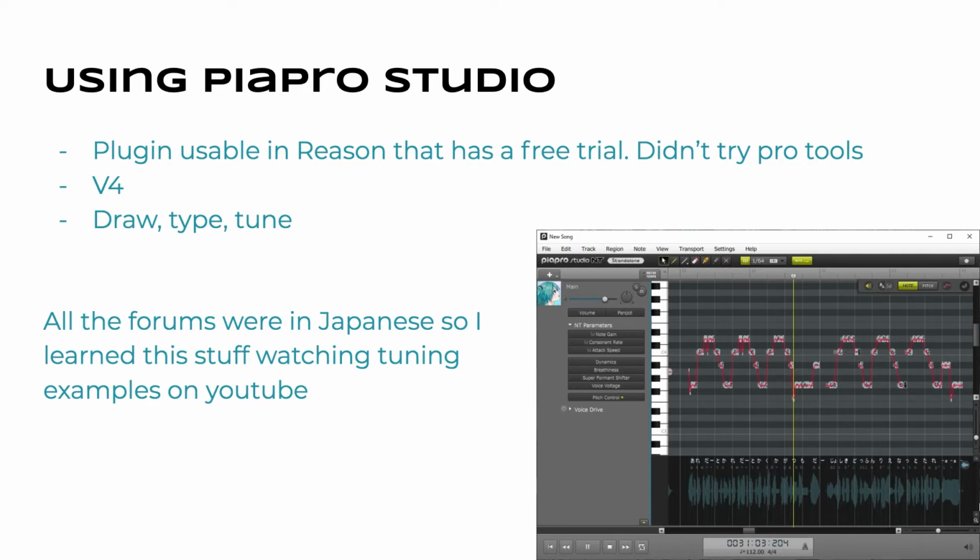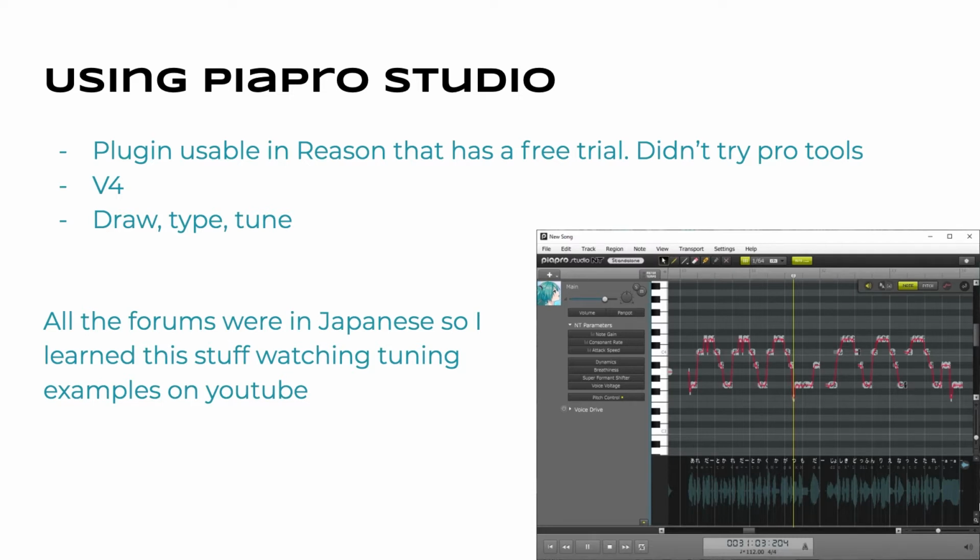The program that I used to program my Vocaloid was Piapro Studio, which is the only one I found a free trial for, and it's a plugin that you can use in Reason. Piapro Studio uses the V4 version of Vocaloid, which is not the most recent one. The most recent one is V5, I think. I wish I could have used V5 because V5 has better breathiness quality, but the breathiness in V4 makes it sound crackly, so I couldn't use it a lot.